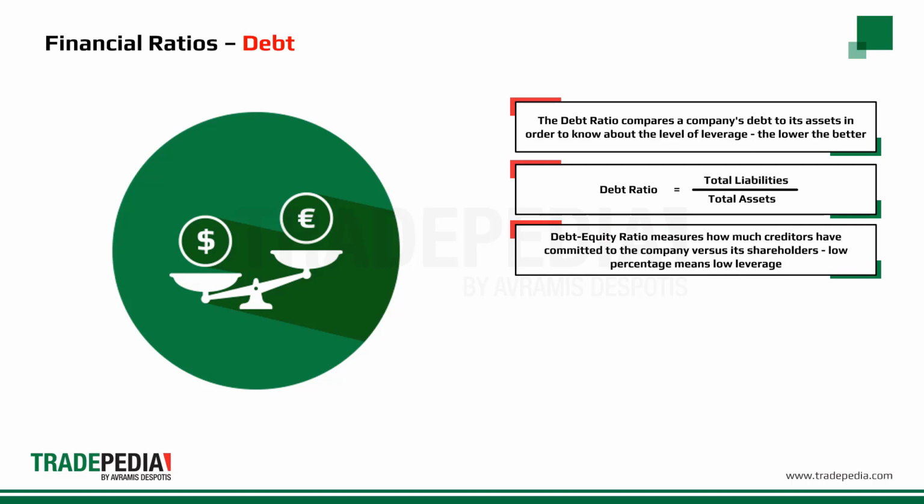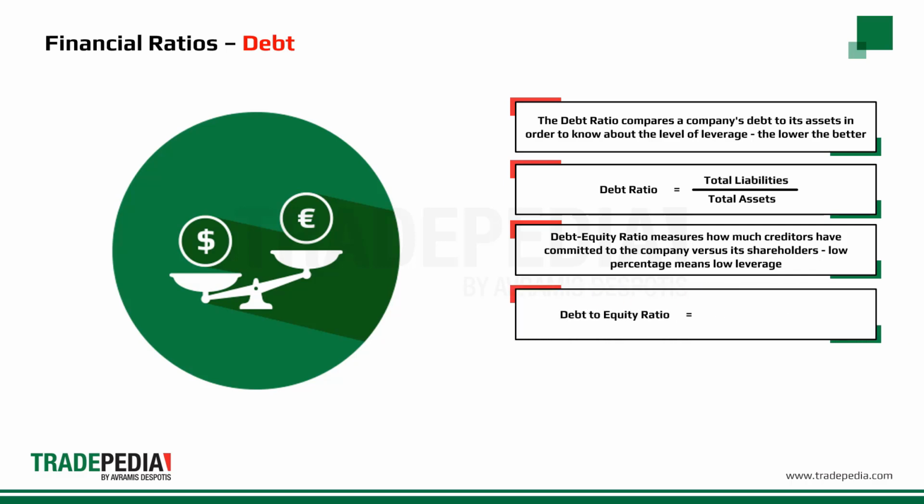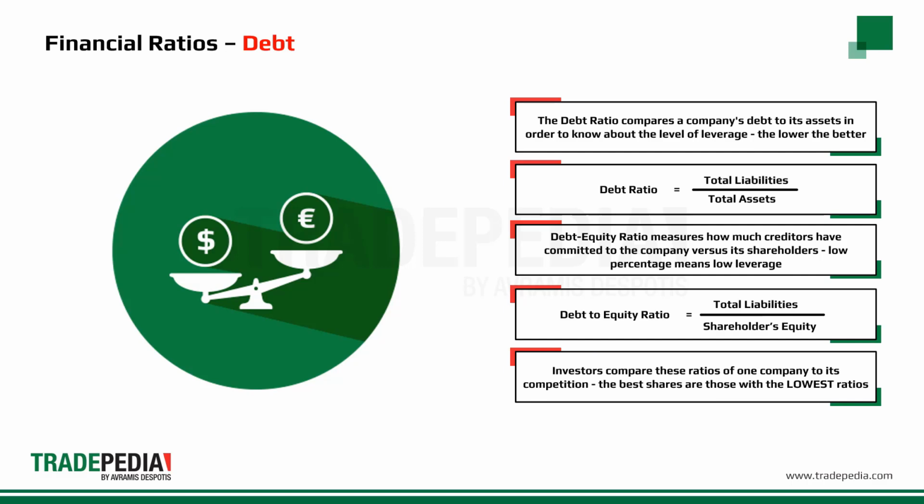The debt-equity ratio measures how much creditors have committed to the company versus its shareholders. Low percentage means low leverage. It is calculated by dividing the firm's total liabilities by the shareholders' equity. Investors compare these ratios of one company to its competition. The best shares are those with the lowest ratios.